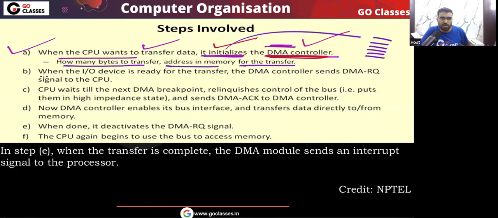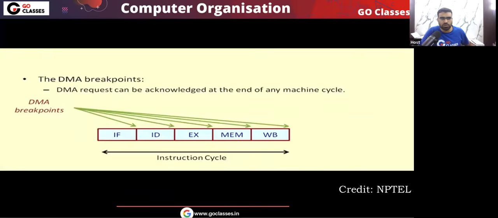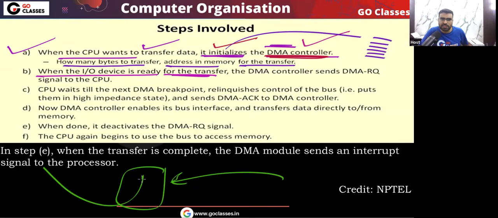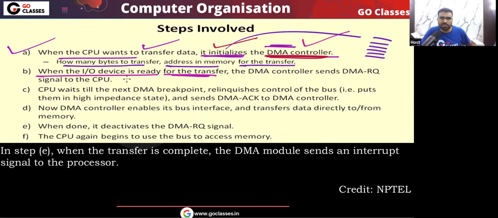Now what will happen? When the IO device is ready, the IO device will send a signal to the DMA controller that now I am ready for data transfer. Now the DMA controller will send a bus request signal to the CPU. You can call it the DMA request signal, or the hold signal, or the bus request signal, sent to the CPU.